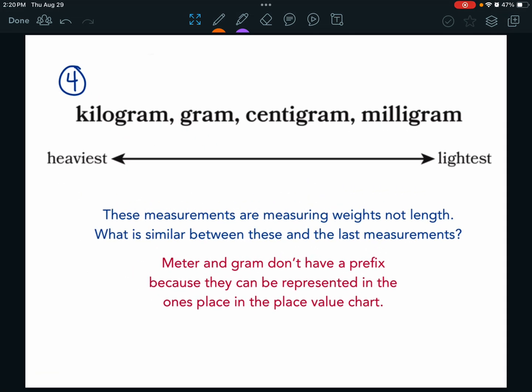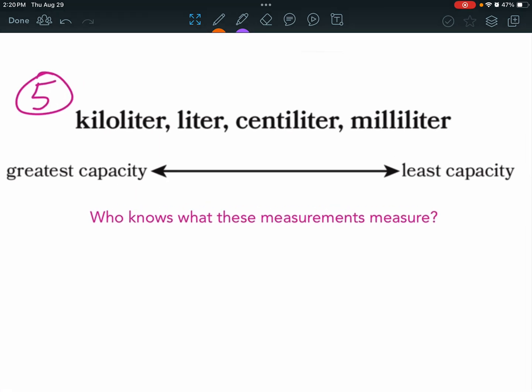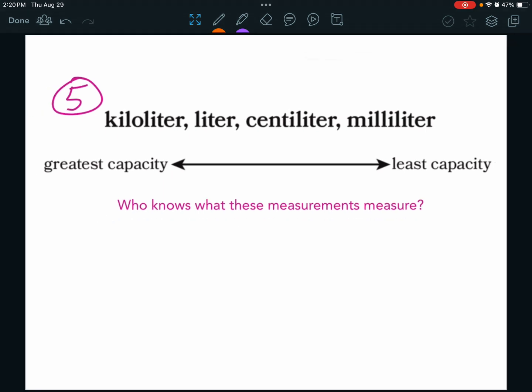not in there. Let's see, and then the final one, liters. So we have kiloliter, liter, centiliter, and milliliter. Milliliter is obviously the smallest, kiloliter is the biggest, and those measure volume, or how much space something takes up. I like to think of the 2-liter bottle of soda. It's measuring that liquid and how much space that liquid takes up.